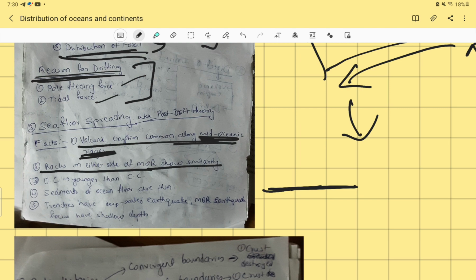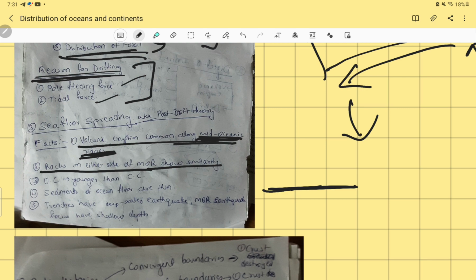I'm so sorry, just give me a minute. I'm searching if I could find any picture which shows the mid-oceanic ridges. Yeah, sorry, I couldn't find any pictures which show the mid-oceanic ridges.